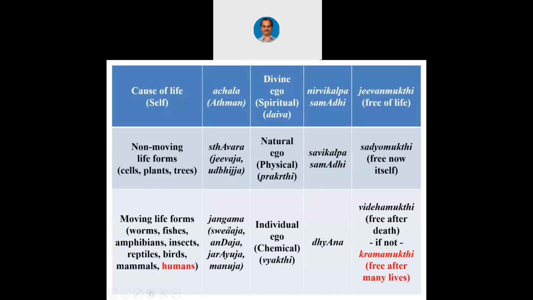Now, when it comes to moving life forms, each of these living bodies has an individual ego. Whereas for plants and trees, we cannot say that each plant or each tree has got an individual ego. There is no individual ego with plants and trees. So then we say it is a natural ego. But when it comes to individual bodies, then each individual body has got an individual ego. Now that individual ego is of chemical nature, because it is basically a biochemical reaction happening inside the brains.